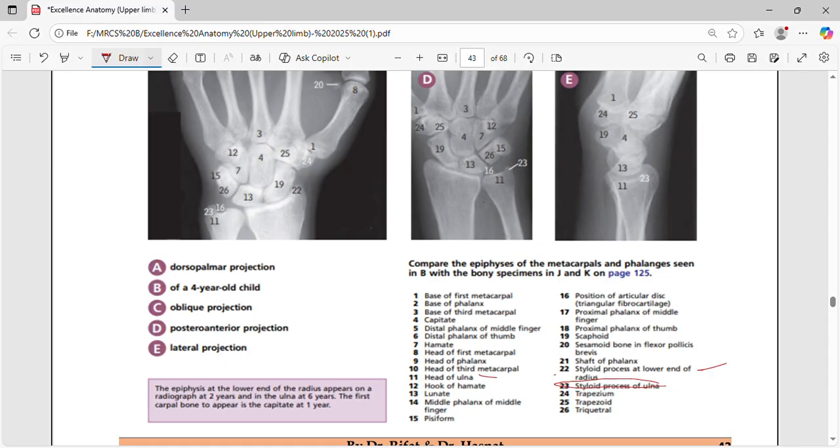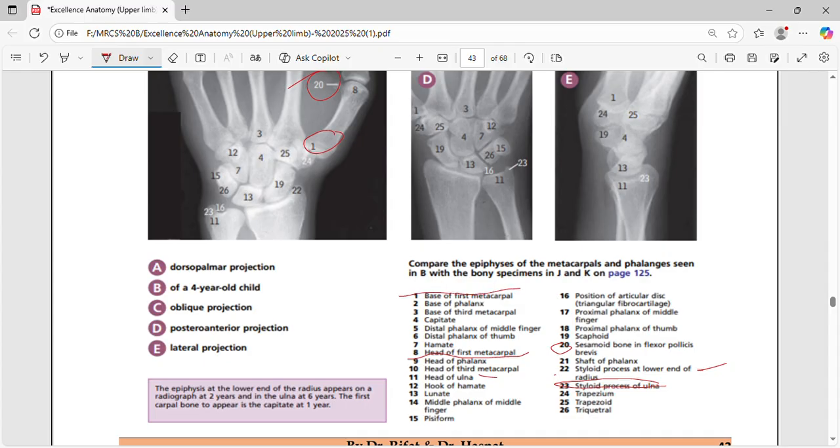And then we have this row. You can see the head of the first metacarpal, or the base of the first metacarpal, and this is the sesamoid bone of the first metacarpal. So 20 is the sesamoid bone in flexor pollicis brevis, and then we have 1, the base of the first metacarpal. Yes, 8 is the head of the first metacarpal.